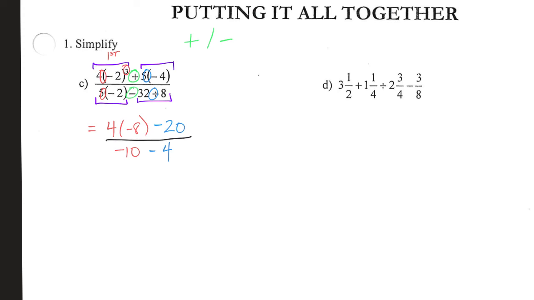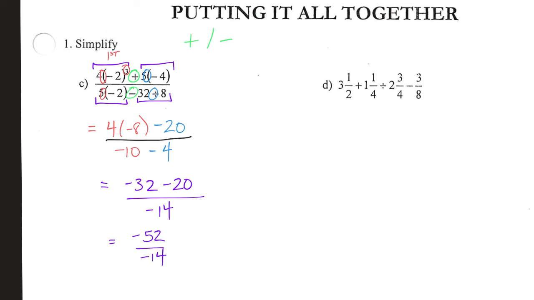Okay, we can start putting some stuff together. Now let's look on top of that big fraction line. Notice we have multiply and we have subtract. I'll do my multiply first. So 4 times negative 8 is a negative 32. I can't do that minus 20 yet, or maybe I can do it all in my head. On the bottom, at least I can take a negative 10 and subtract 4 more. So that's a negative 14. On the top, I now have a negative 52 over negative 14.